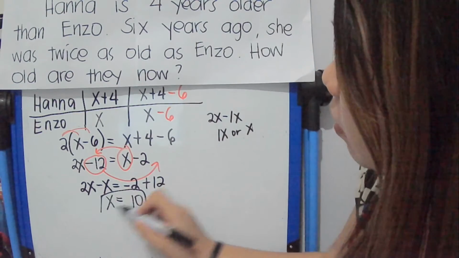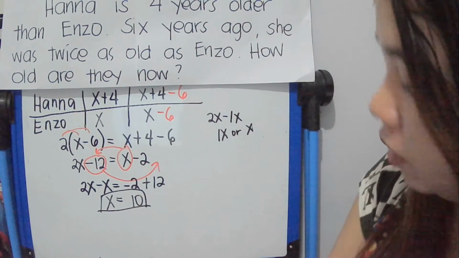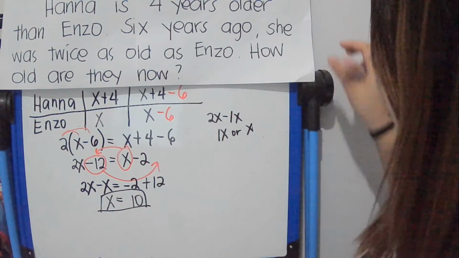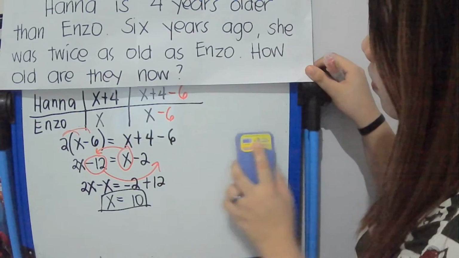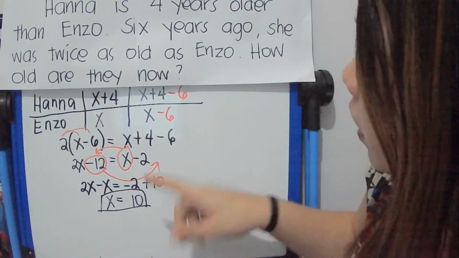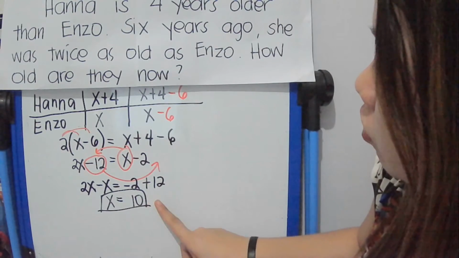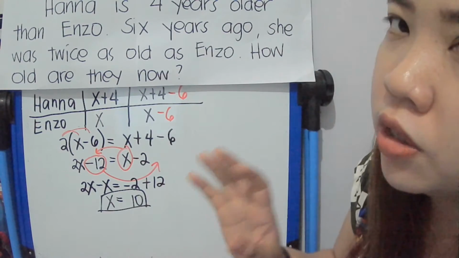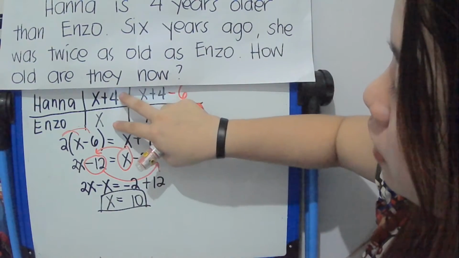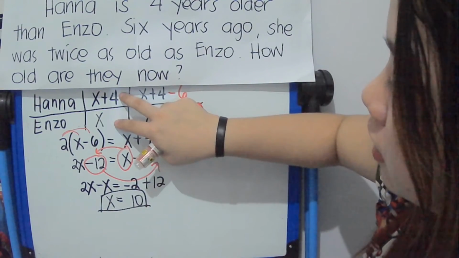So, sino po ba yung x natin? Siya po yung edad ni Enzo at present. So, with that, ang tanong kasi sa atin, how old are they now? So, we will use this to substitute dun sa expressions na nagpapakita ng age nila at present. So, ito yung expressions nila or age nila at present.